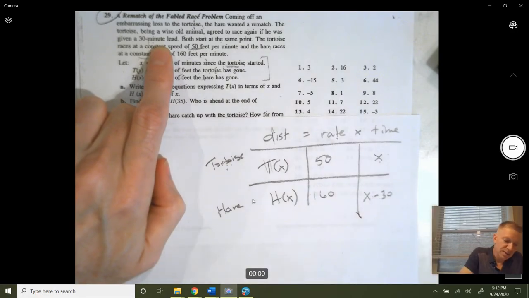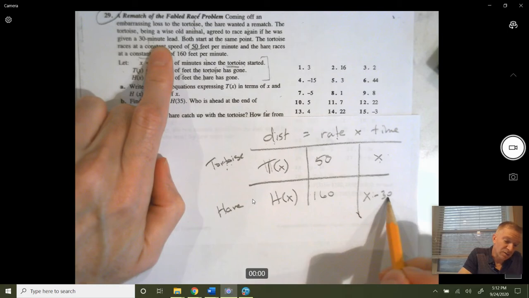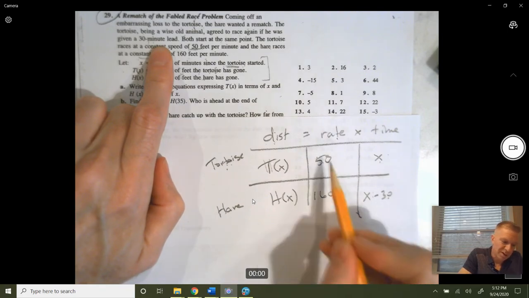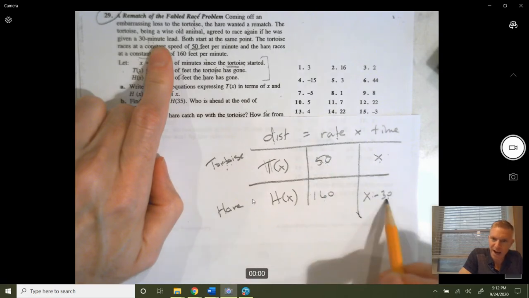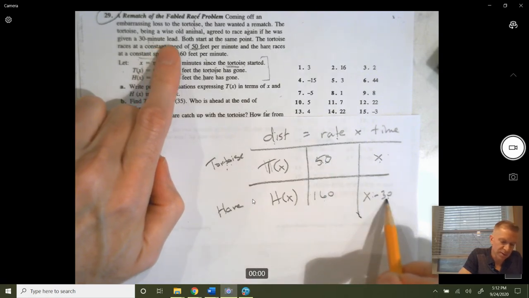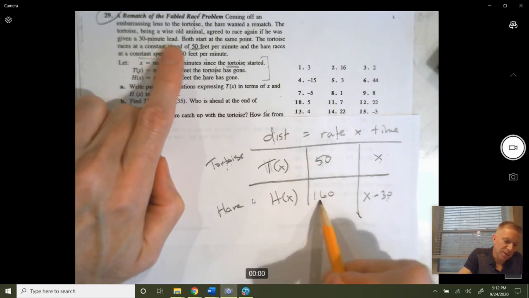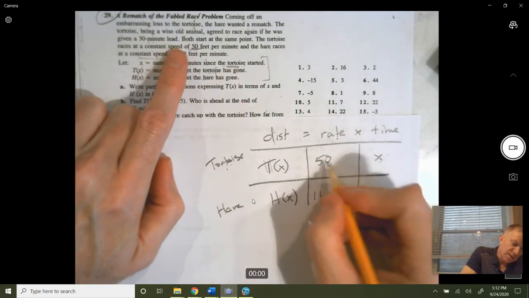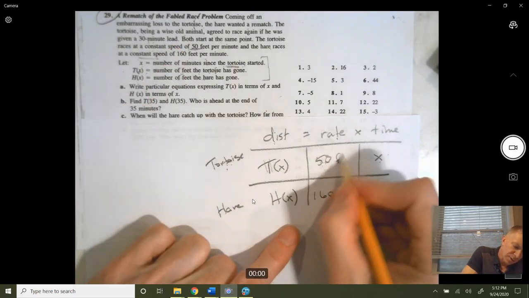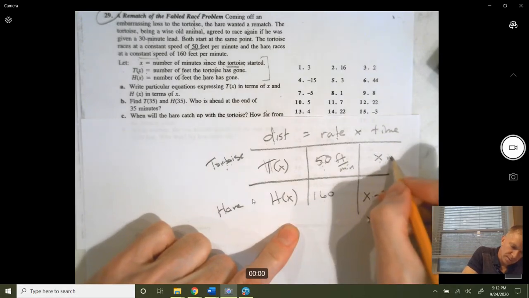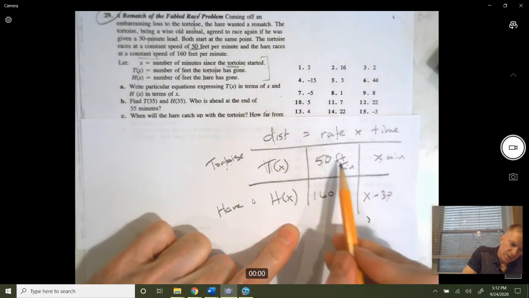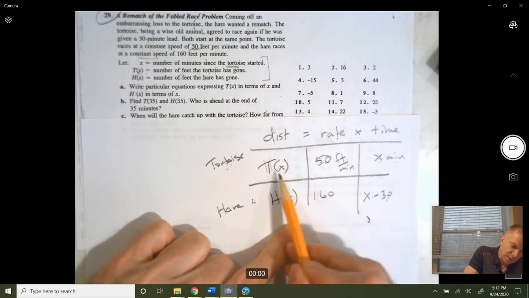Okay, and this is in minutes. These are in feet per minute. If these were in feet per hour, you might want to use a half an hour here instead of 30 minutes, but these are in feet per minute. So be careful with the units. This is in feet per minute, and this is in minutes. So when you multiply rate times time, this should be in feet.